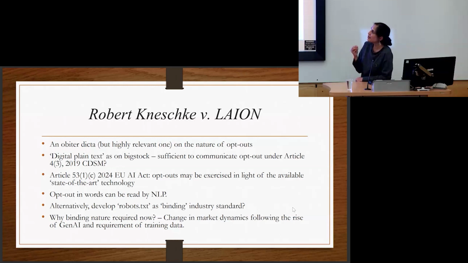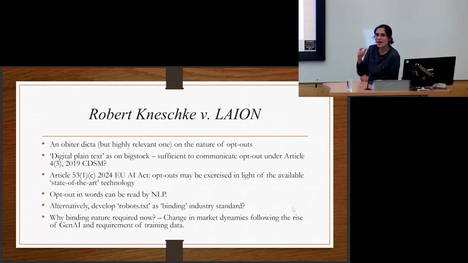And in this sense, I think the code makes a very nice obiter dicta there. It says Article 53(1)(c) of the EU AI Act suggests that opt-outs could be exercised in light of the available state-of-the-art technology. And the code says that opt-outs can clearly be read by NLP, natural language processing driven tools like ChatGPT, right? And therefore, to give an author rights friendly interpretation within the meaning of Article 17(2) of the Charter of Fundamental Rights, this should be sufficient to communicate an opt-out. Now, that is a question for another day.